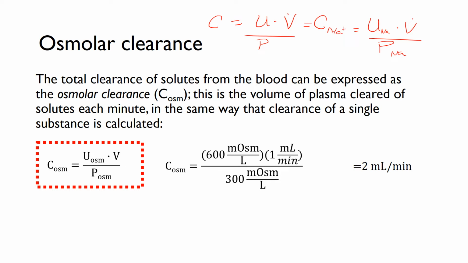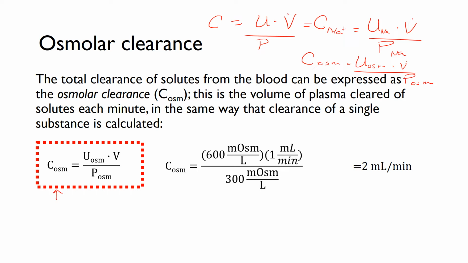Well, in that case, you have to take the clearance of all solutes that contribute to osmolality. So the clearance of all solutes equals the urine osmolality times urine flow rate over plasma osmolality. And so as a result, we can calculate the clearance of osmoles, the clearance of solutes from the blood. So that's what this box with the red dots around it is indicating.